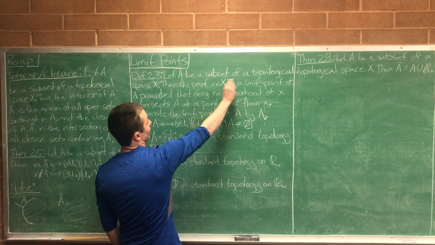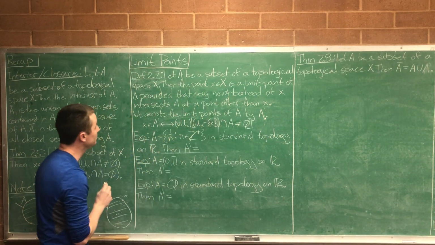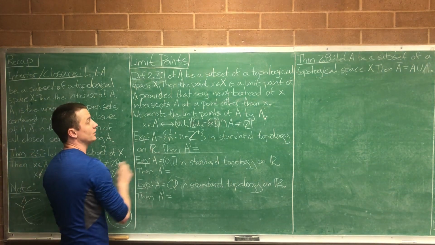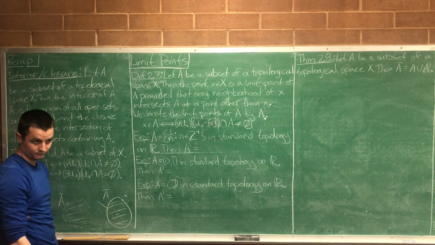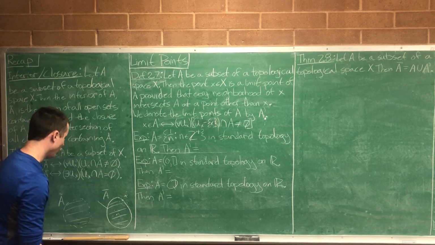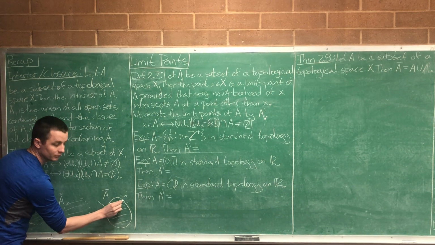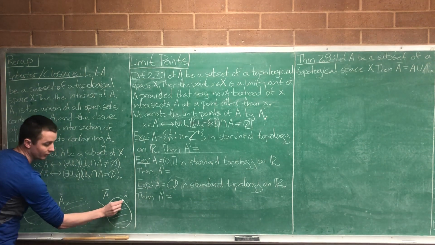So that's what it's saying. Let A be a subset of the topological space X, then the point little x in big X is a limit point of A, provided that every neighborhood of X intersects A at a point other than X. We go over intersects again, meaning: this set I drew around X intersects A at a point other than X.